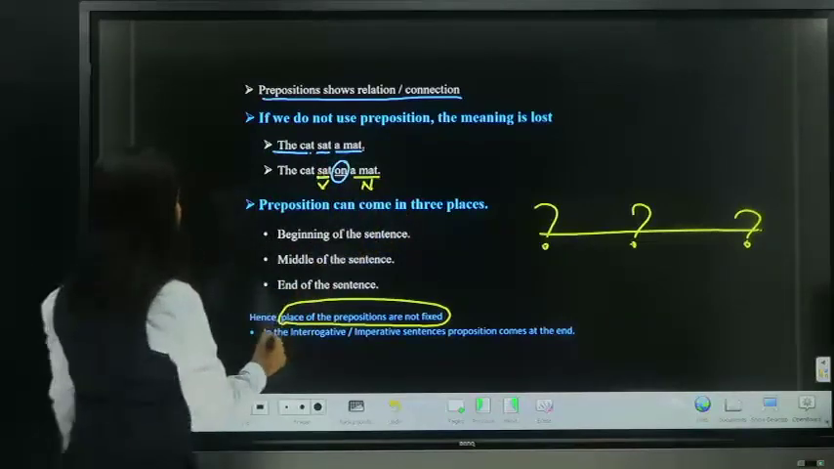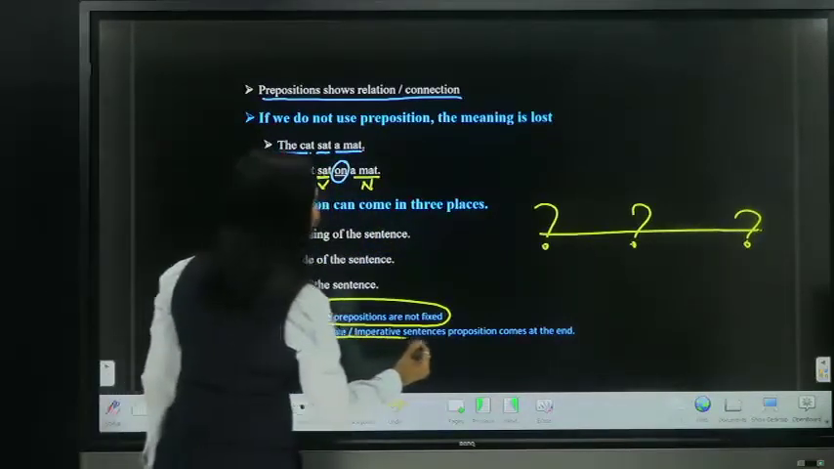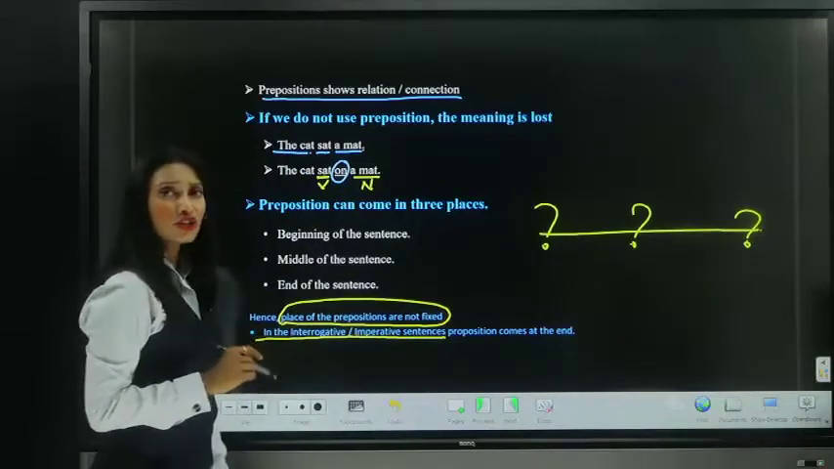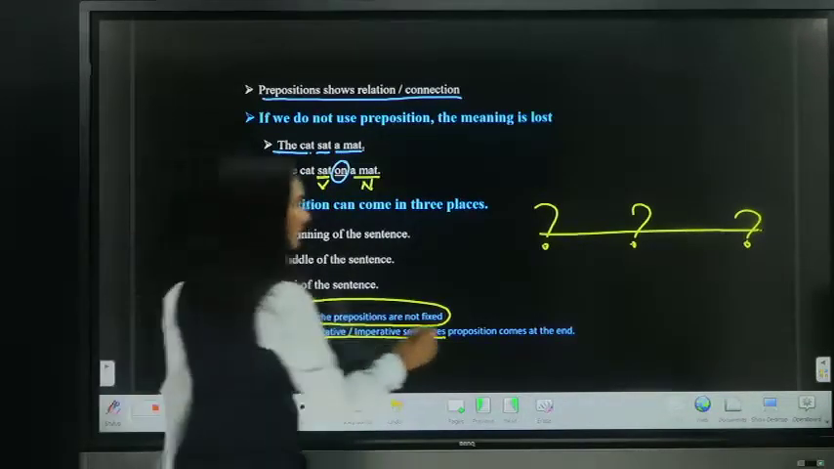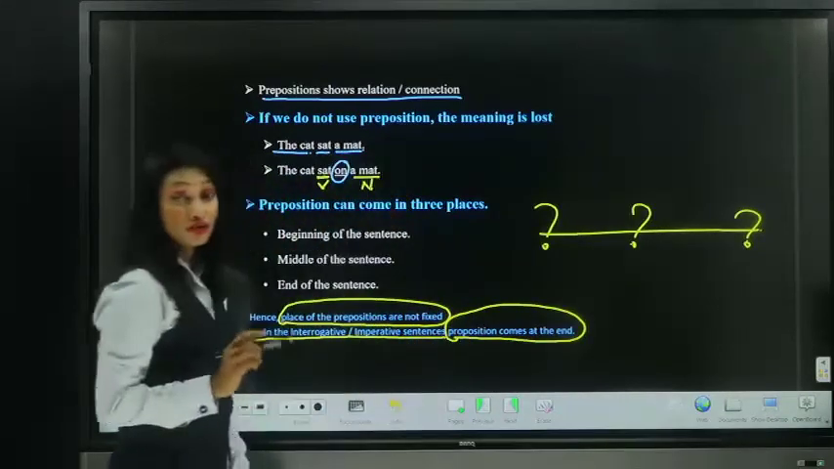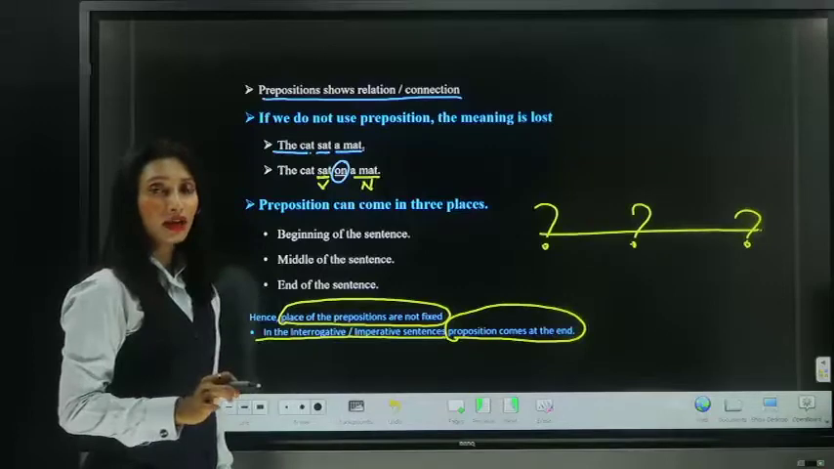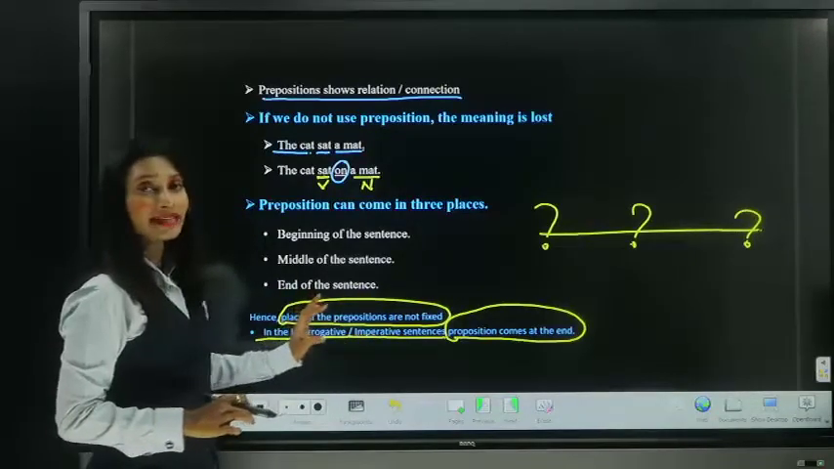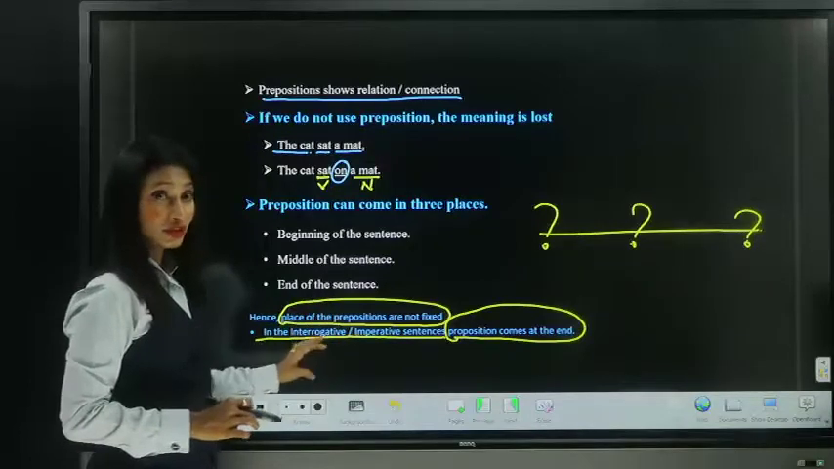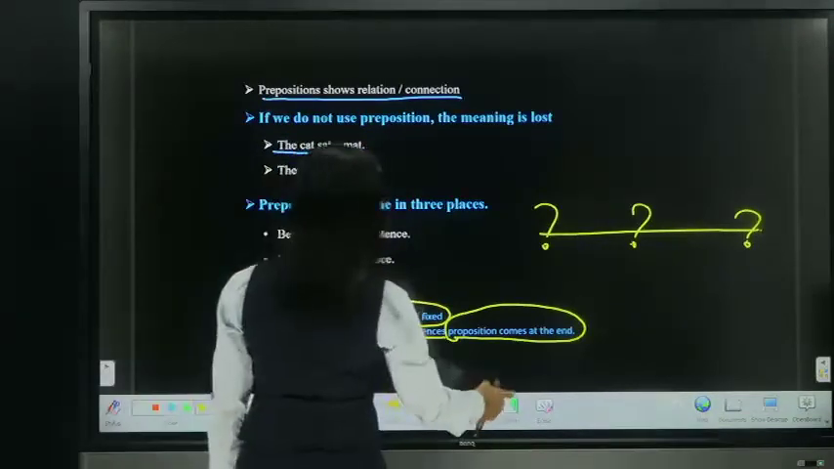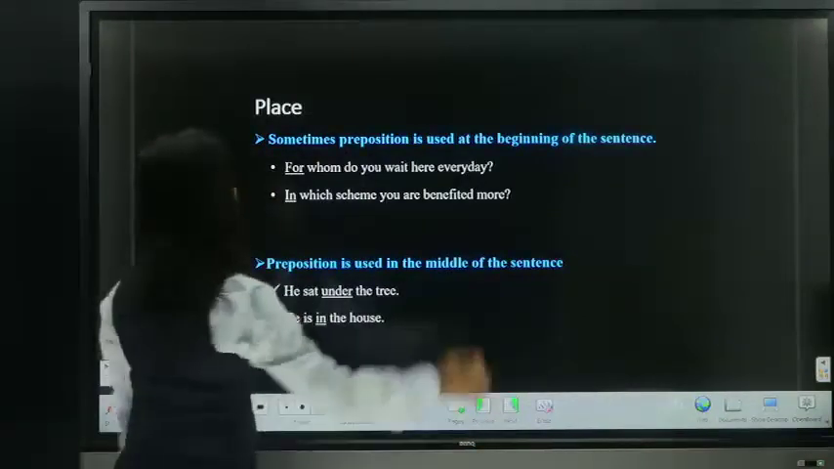It's not fixed. However, in interrogative and imperative sentences, prepositions come at the end of the sentence generally. It's not compulsory, however, it is general. In interrogative and imperative sentences, prepositions come at the end of the sentence. Now, let's see some examples for that.